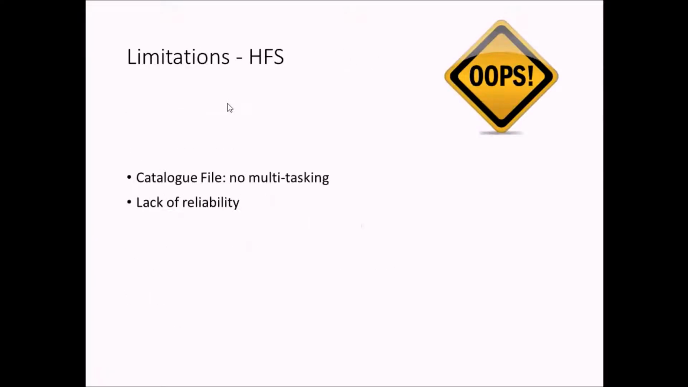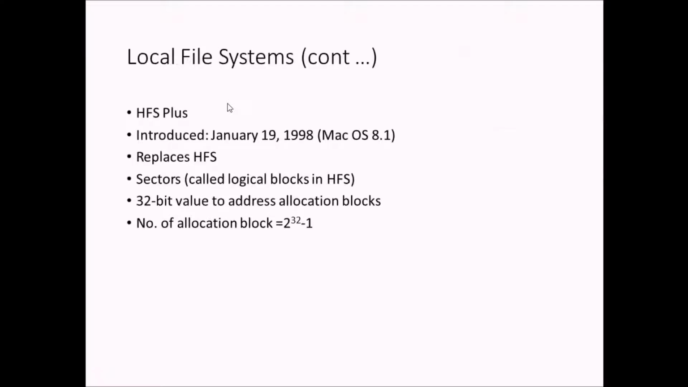So what are the limitations of HFS? It has some limitations: for the catalog file, there is no multitasking and a lack of reliability. That's why they introduced HFS Plus. It was introduced in 1998, with macOS version 8.1. It replaces HFS. They introduced sectors called logical blocks, and a 32-bit value to address allocation blocks. So the number of allocation blocks now becomes 2 to the power 32 minus 1.